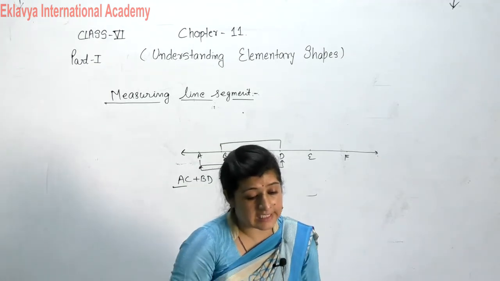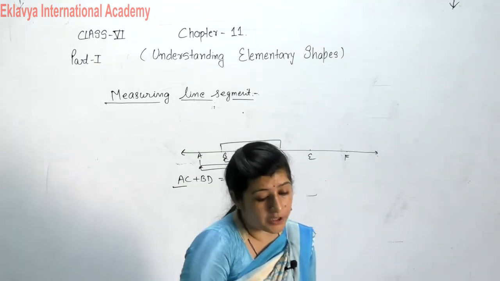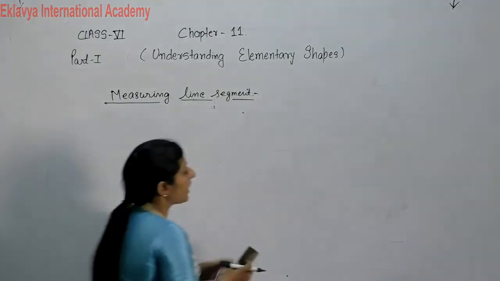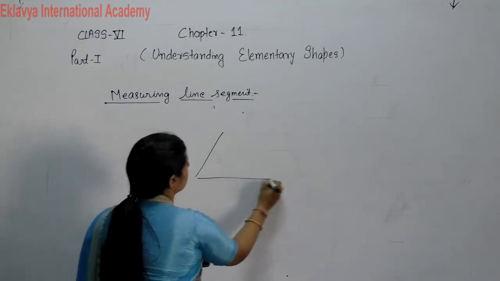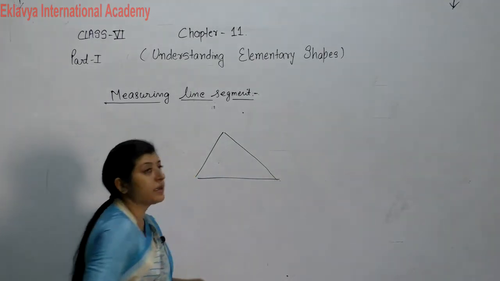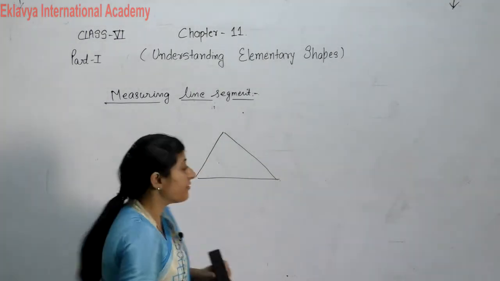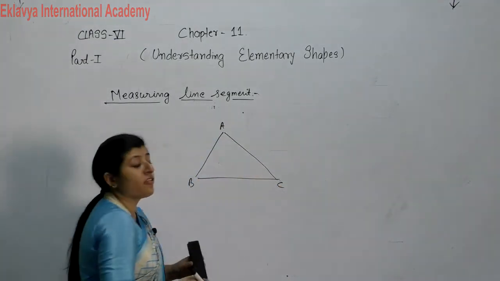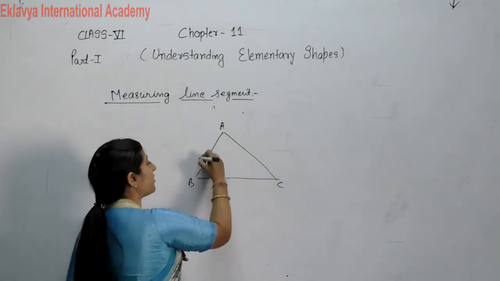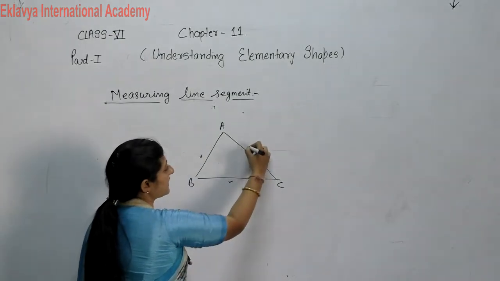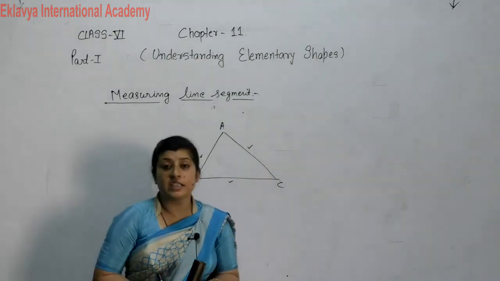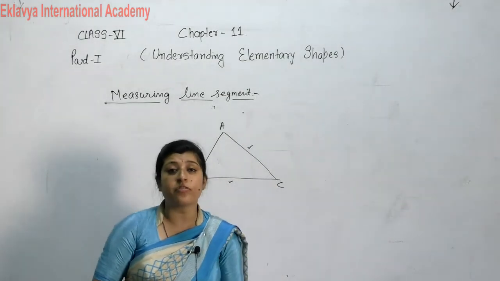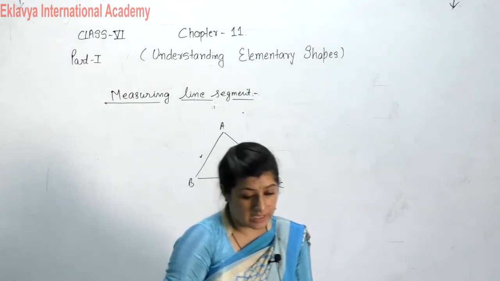Find by measuring the perimeters of the following figures. Some figures are given to you. You have to find out the perimeter of the given figure. Then what you will do, you find out the length of every side. It means find out the length of AB, then BC, then AC. And what is the perimeter of any figure? Perimeter is equal to the sum of all sides.